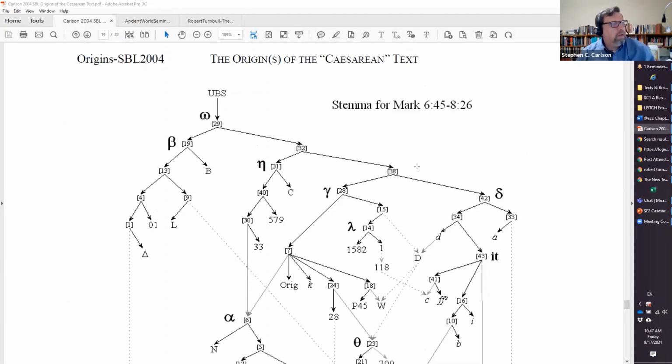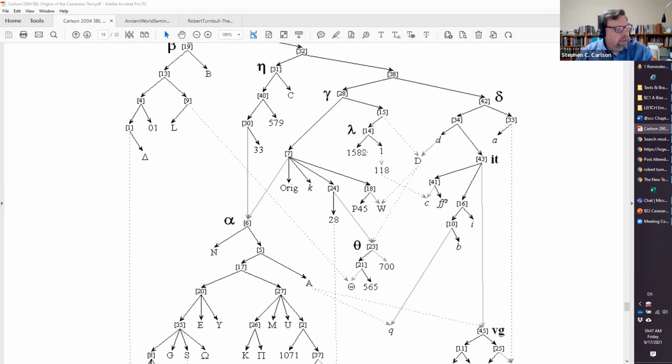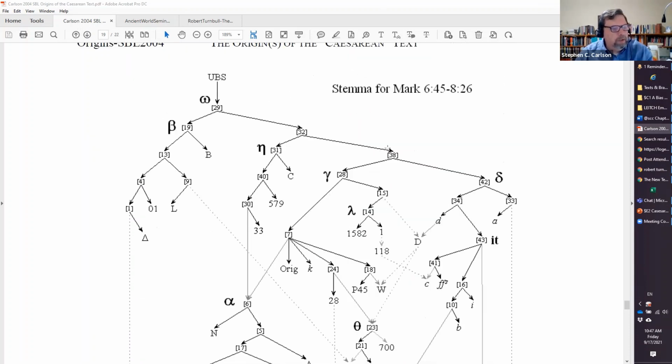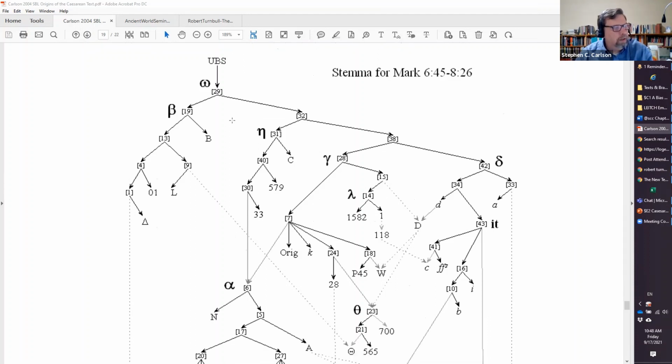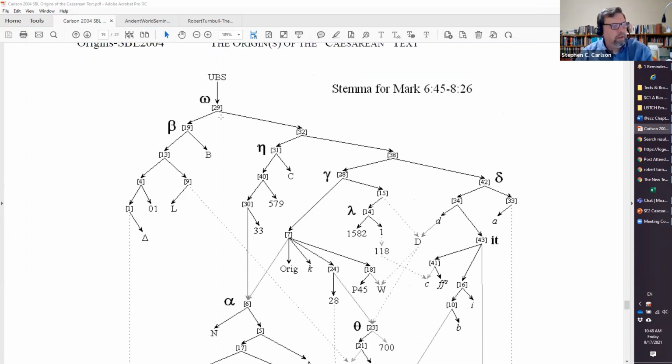Yes. Okay. So we have a big stemma here for this portion, and I've labeled some of these branches. For this paper I took the shortcut that the UBS text was the original. For my Galatians work, I actually reconstructed it there, but if you believe that the UBS text is right, you get two branches.